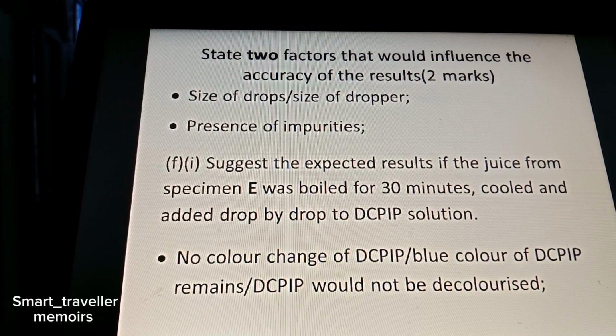State 2 factors that influence the accuracy of the result. Size of the drops or size of the dropper, and then presence of impurities. Suggest the expected results if the juice from specimen E was boiled for 30 minutes, cooled, and added drop by drop to DCPIP solution. No color change of DCPIP, or the blue color of DCPIP remains, or DCPIP would not be decolorized.